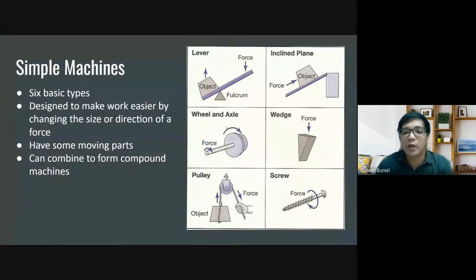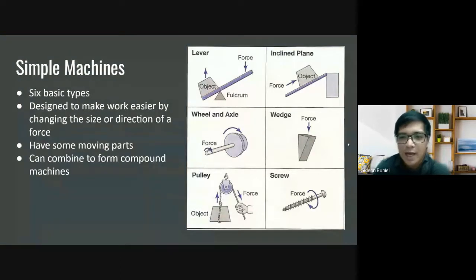Now we have the third one, the wheel and axle. With the wheel and axle, we have here the force when you turn it, and the force from turning this one will make this wheel here turn. Okay. So how do we explain this? If you have seen the pole used in badminton or volleyball, you apply force here to transfer it from one place to another. So that's one effective example of a wheel and axle.